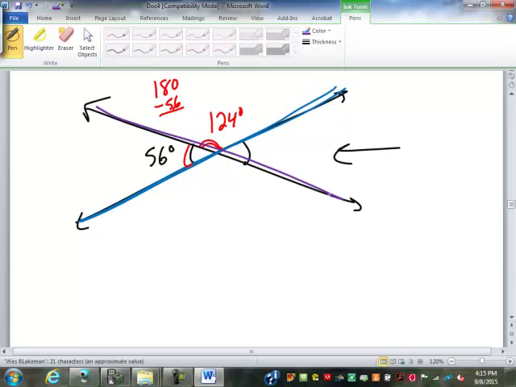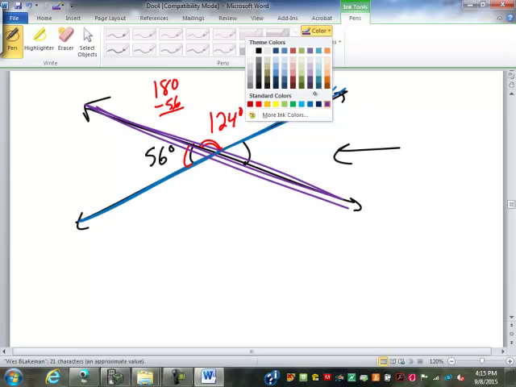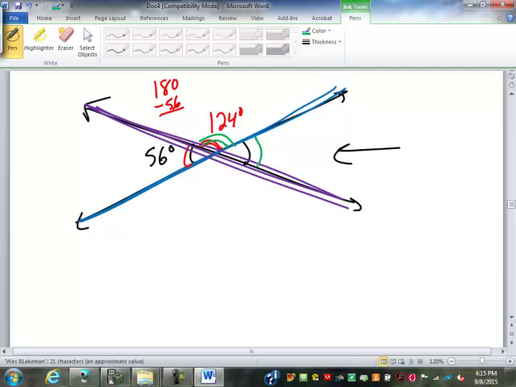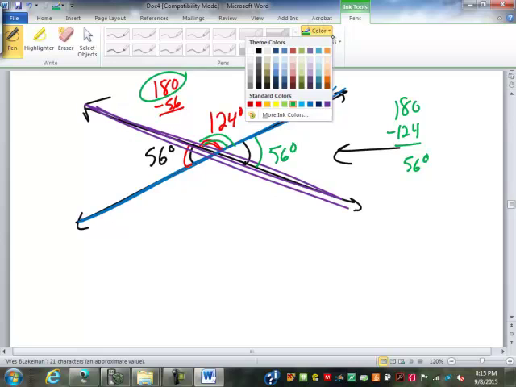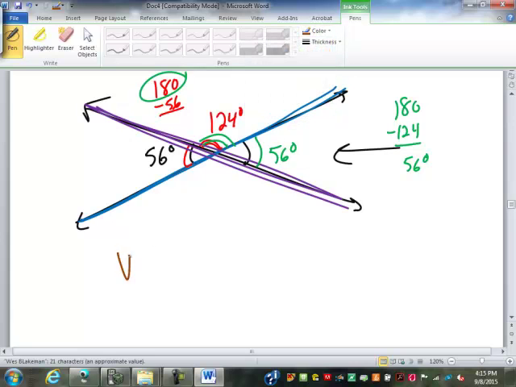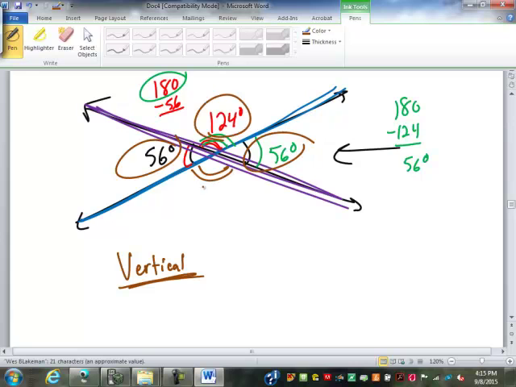But this here is also a straight line, which tells us that this angle and this angle have to add up to 180. 180 minus 124 gives us back to 56 degrees. This is actually a special relationship called vertical angles. You don't necessarily need to remember this word, but it's important to remember that angles that are positioned like this, when two lines intersect, the angles on the opposite sides will have the same measurement. So this one down here, of course, has to be 124.